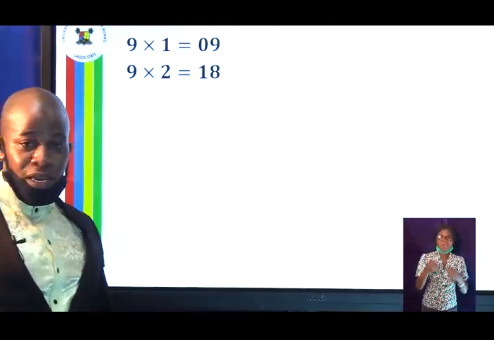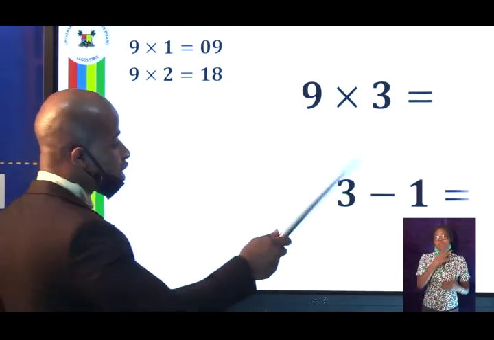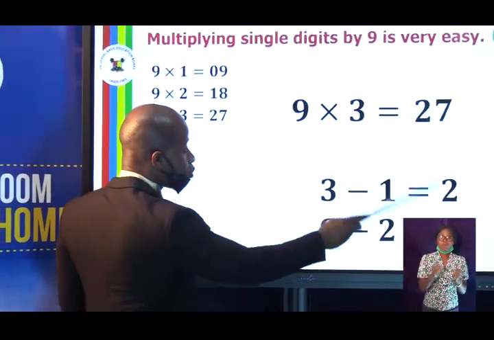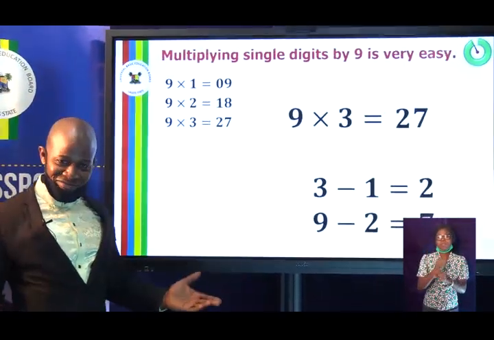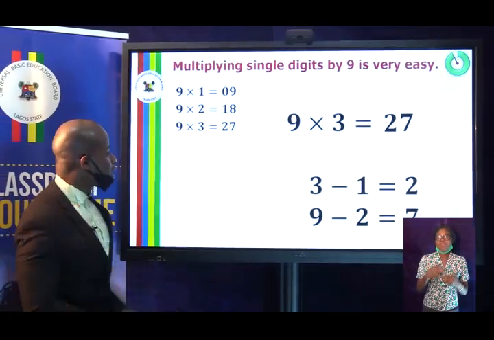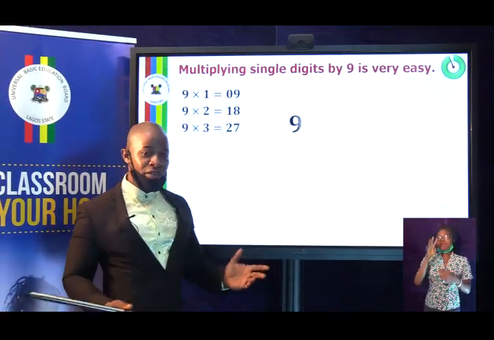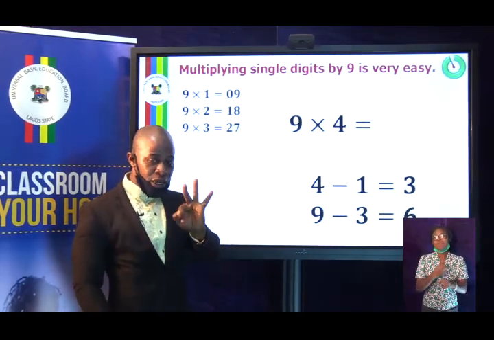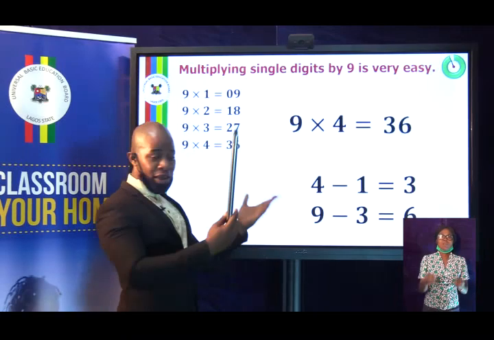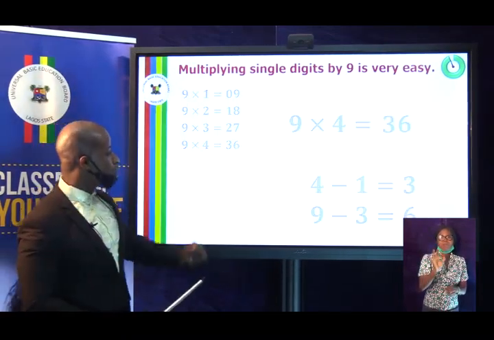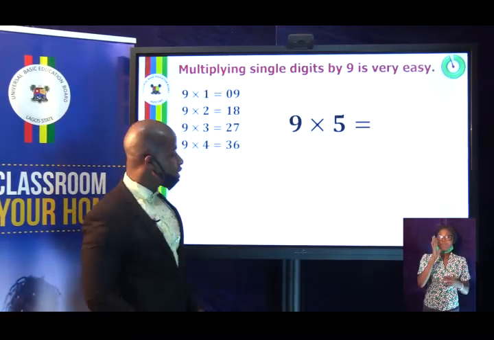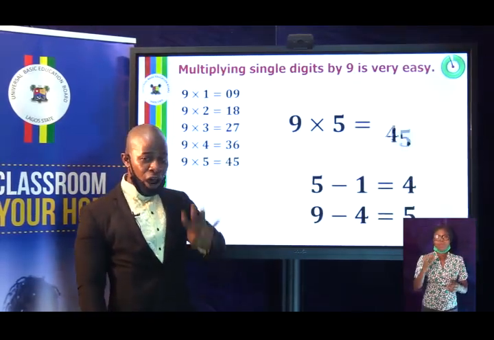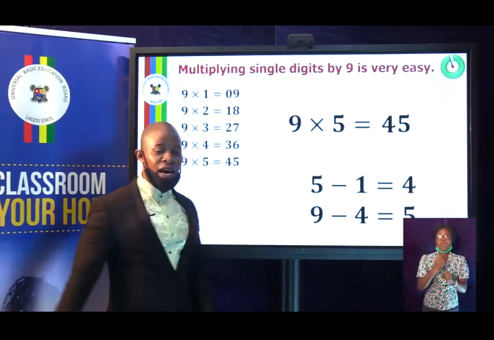9 times 3 is very easy. 3 minus 1 and I get me 2. 2 and 7 to make it up to 9. So you see, it's very easy. We take it again. 9 times 4 is very easy. 4 minus 1, I get me 3. 3 and 6, and I make it up to 9. 9 times 5 is very easy. 5 minus 1, I get me 4. 4 and 5 to make it up to 9.